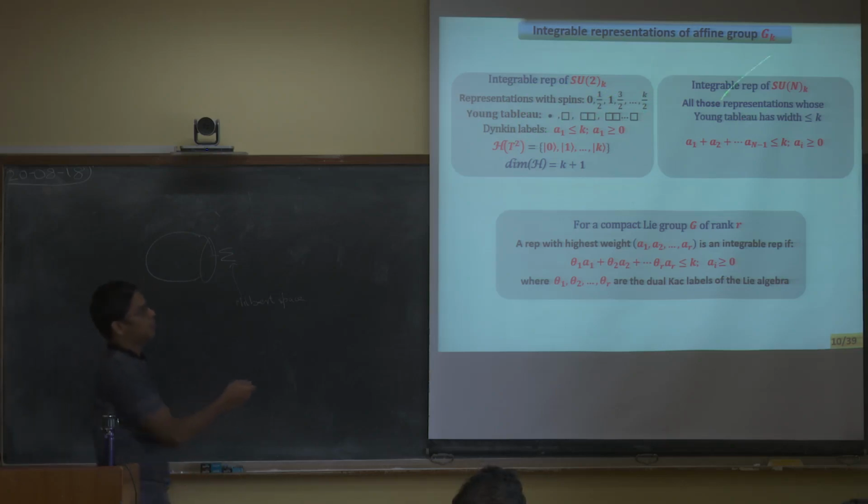Similarly, we can also obtain the integrable representations for the SUN group, where the integrability condition is given like this. For a general compact simple group with rank R, this is the integrability condition. So given a value of K and given the group, that is given the values of these thetas, we can obtain what are the possible representations allowed.